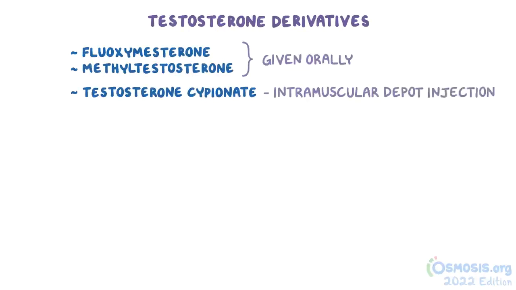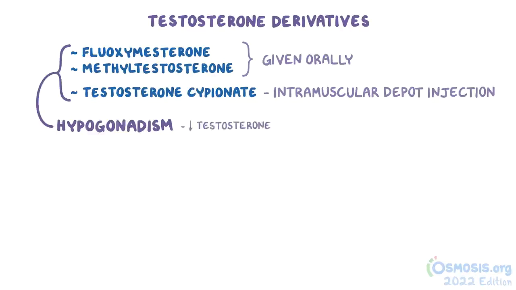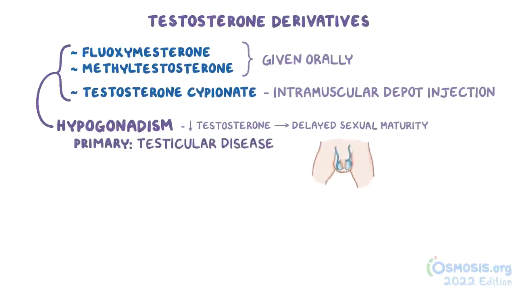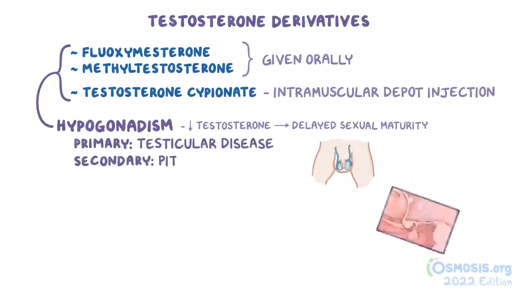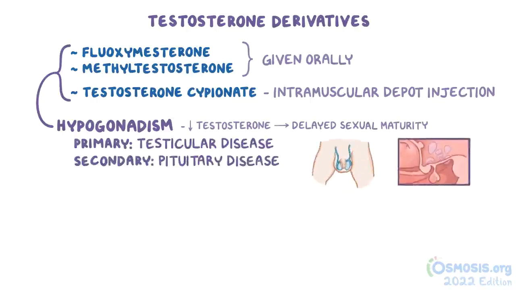Now, testosterone and testosterone derivatives are mainly used for testosterone replacement therapy in hypogonadism in biological males, where low levels of testosterone in the body result in delayed puberty or delayed sexual maturation. They are used both in primary hypogonadism, meaning testicular disease, and in secondary hypogonadism or hypopituitarism, meaning pituitary disease, in order to stimulate the development of secondary sexual characteristics and accelerate growth.